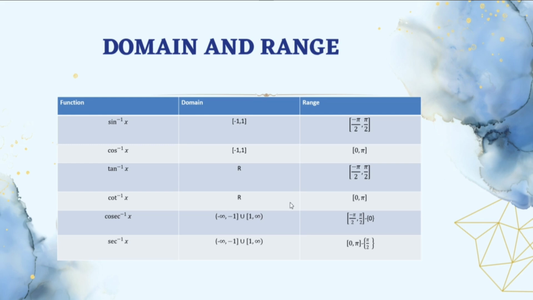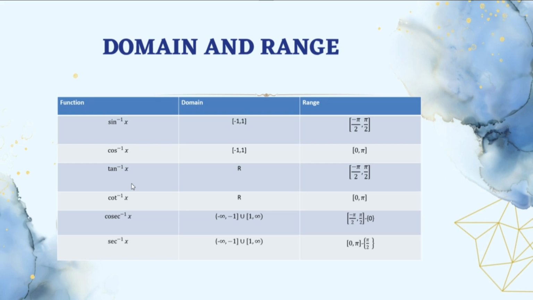So let's see about the domain and range of various functions. First of all, we have sine inverse of x. The domain is minus 1 to 1, that is minus 1 and 1 are included, and the range is minus pi by 2 to pi by 2. This value of minus 1 and 1 are the values of x, and this value of minus pi by 2 and pi by 2 are the values of theta. So when we go to cos inverse of x, similarly we have close bracket minus 1 to 1, where minus 1 and 1 are included, and the range is 0 to pi.